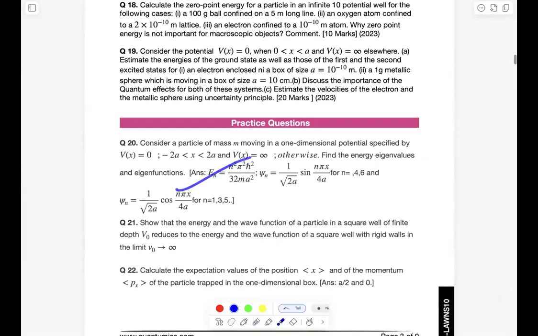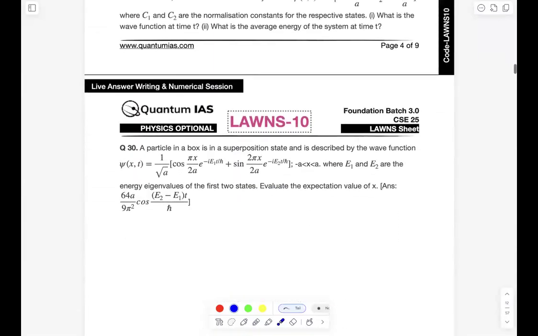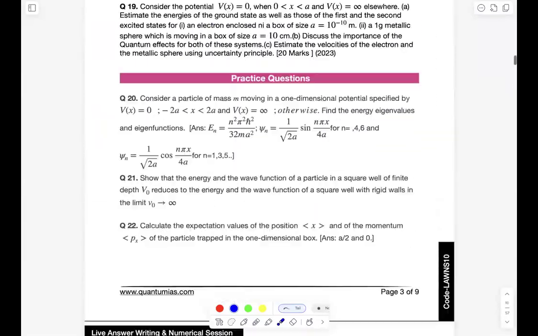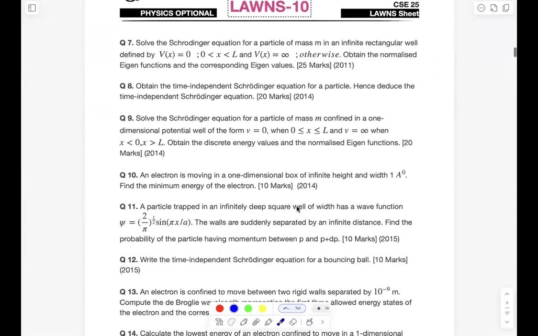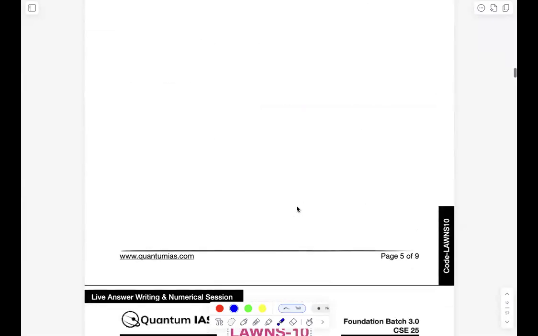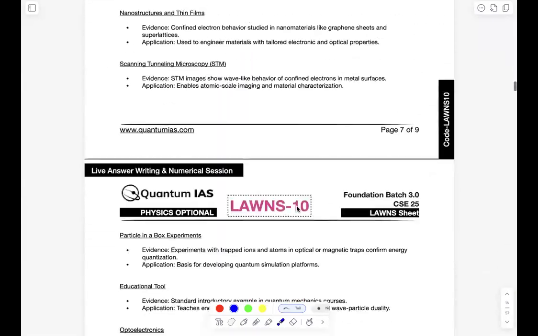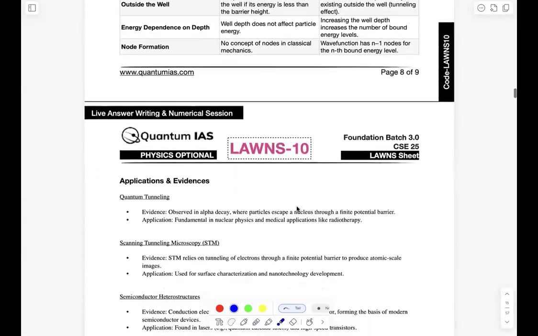Apart from that, we are having practice questions. You can see plenty of practice questions. So this is what one LAWN looks like. These questions will be solved in the class. Apart from that, this is the answer writing framework, and the validation material. I hope you have got the validation material.